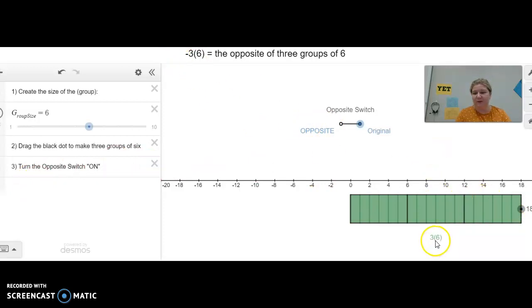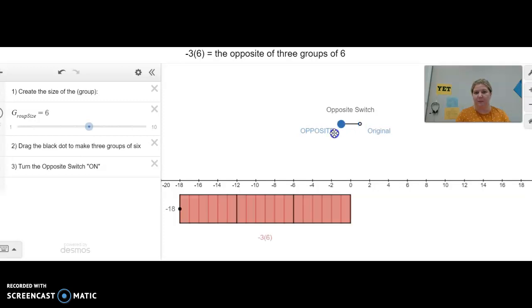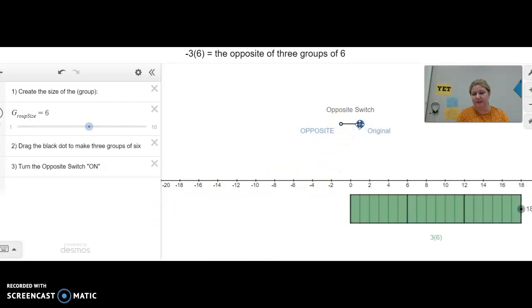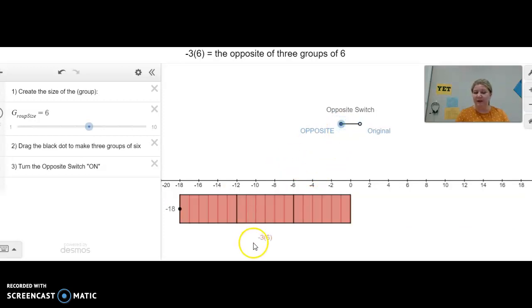So right now we just have 3 groups of 6, but we need the opposite of 3 groups of 6. So we have 3 times 6. We need -3 times 6. So here we go. What do you think it's going to be? Ooh, the opposite of 3 groups of 6 is -18. So we have 3 groups of 6, or 3 times 6 is 18, but negative 3 times 6 is negative 18.